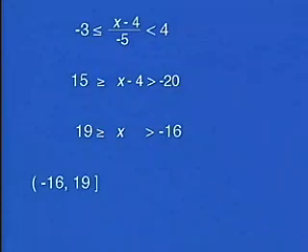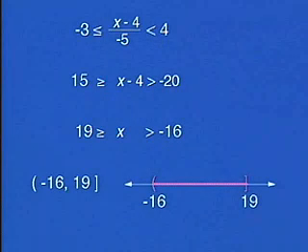Now in interval notation, remember the negative 16 is the smaller number and it will go on the left, and 19 is the larger number, it will go on the right. We put a parenthesis around negative 16 and a bracket around 19.